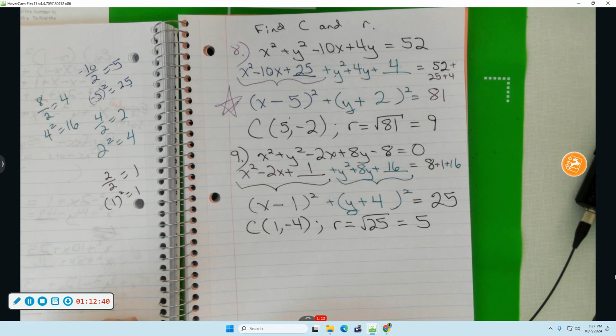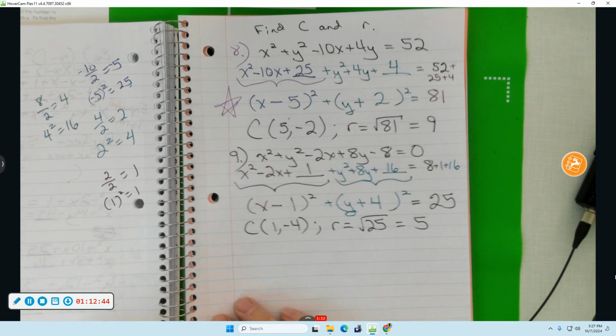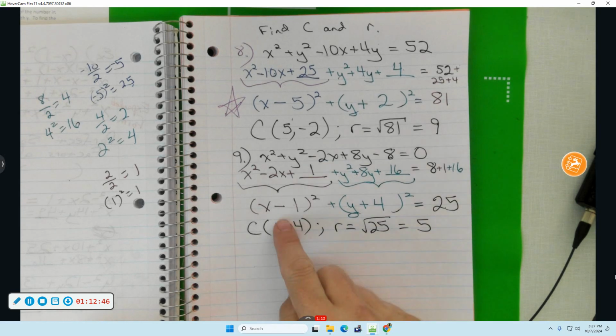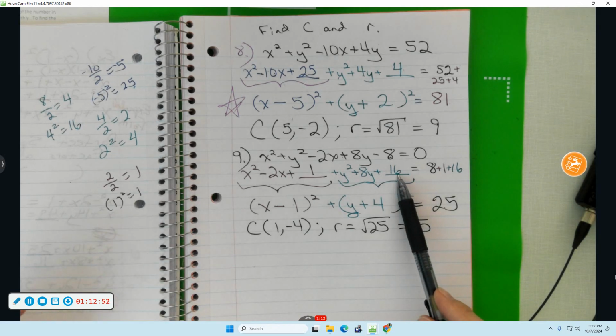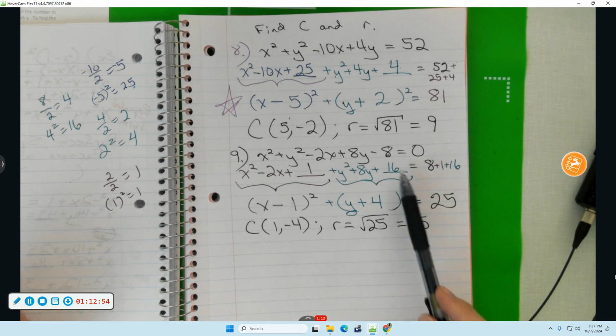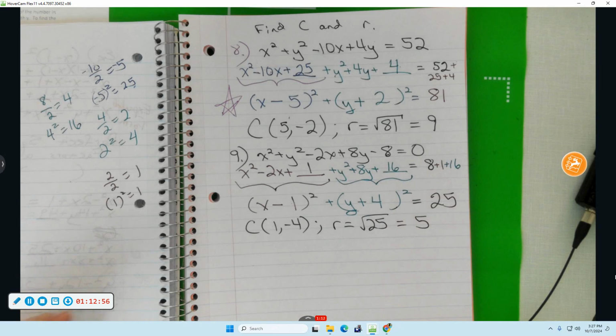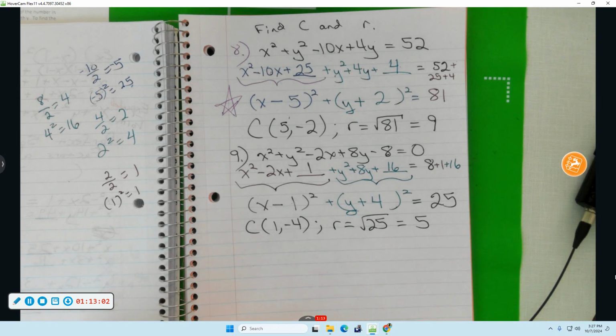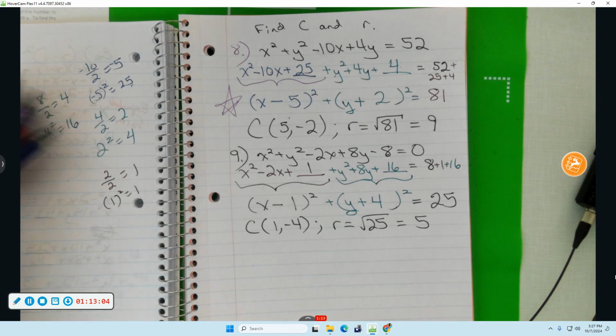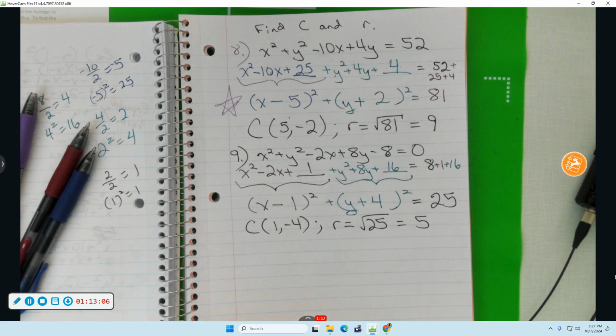Any questions there? We completed the square for the x's to create the perfect square trinomial and get it factored as x minus 1 quantity squared. We completed the square for the y's to get a perfect square trinomial of y plus 4 quantity squared. We took the square root of the number on the right to give us the radius. Is it getting easier? Okay.